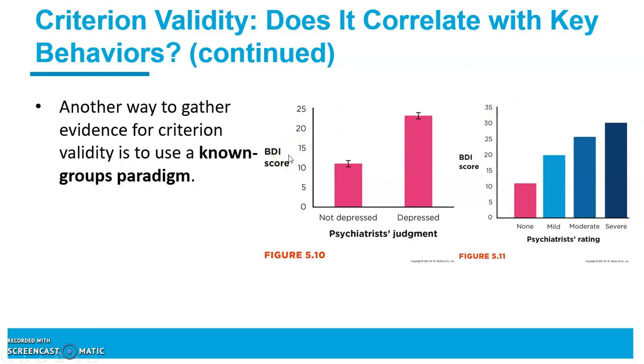You can also use a known groups paradigm. The BDI, the Beck Depression Inventory, is an actual scale that's used in psychological research, and to verify that it's a good scale for detecting depression and measuring severity of depression, you'll want to compare it to psychiatrist judgment. If a psychiatrist says this person is depressed versus this person is not depressed, you should expect a higher BDI score in the depressed group. So this would be, does it detect well depression versus not depression, and then similarly depression severity. You should see a higher BDI score for patients who are rated as having higher severity of depression.